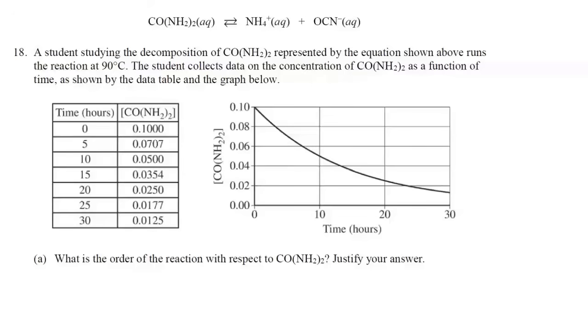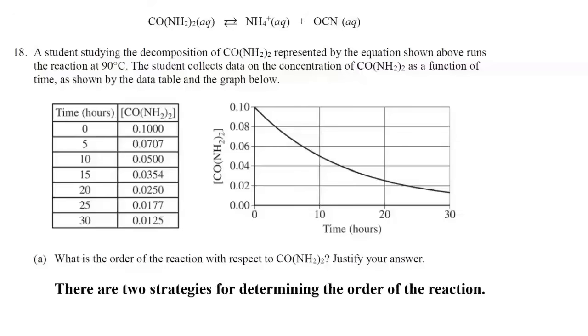So in the data table, we see time in hours, and we see concentration of the reactant decreasing over time. We can also see in the graph that the concentration is on the y-axis, time in hours is on the x-axis, and we can see the change in the concentration of the reactant over time. Part A. What is the order of the reaction with respect to this reactant?